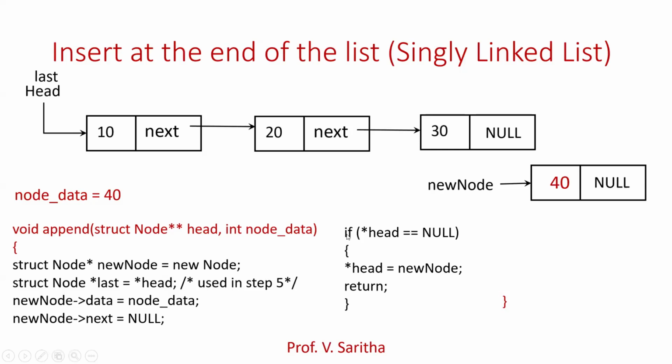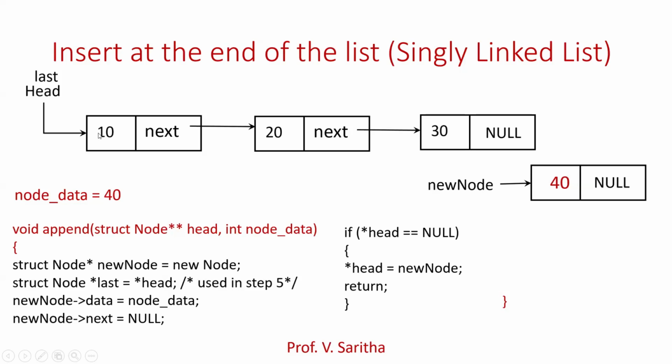Then, if star head equal to null, star head equal to new node, return. What does this code tell us? We have to check whether head is equal to null or not, that is, whether the list is empty or not. If the list is empty, head will be null, meaning the node we are creating now is the first node in the linked list. In that case, the new node pointer will become the head node and we return.